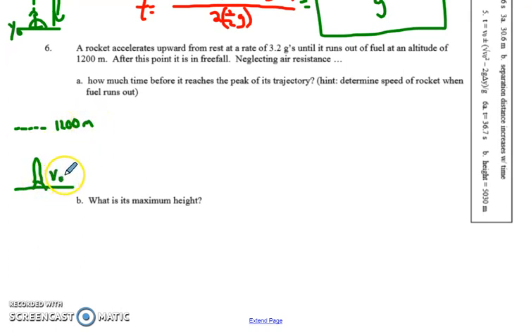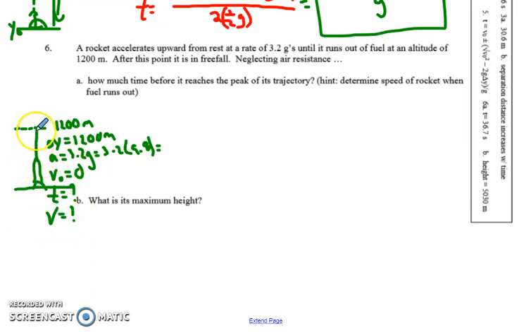So for the first problem, our v naught is 0. The acceleration is 3.2 Gs, which is 3.2 times 9.8. And then our vertical distance is 1,200 meters. And we don't know two things. We don't know how long it takes to get there, and we also don't know how fast it's going at that vertical height.